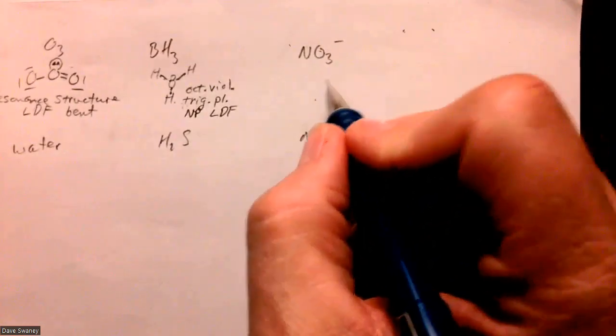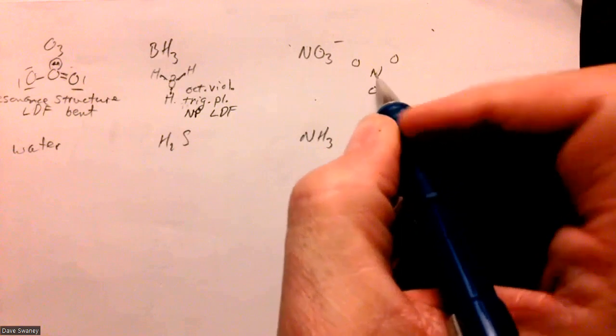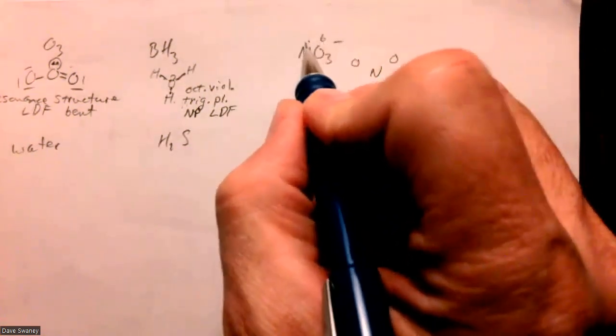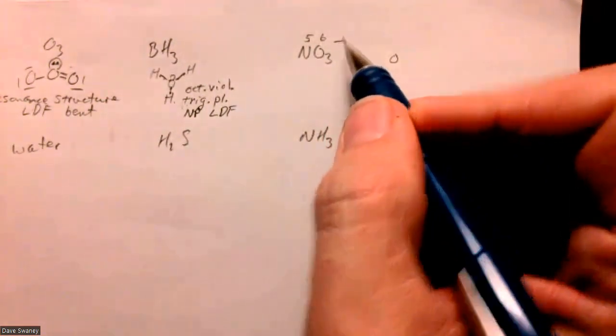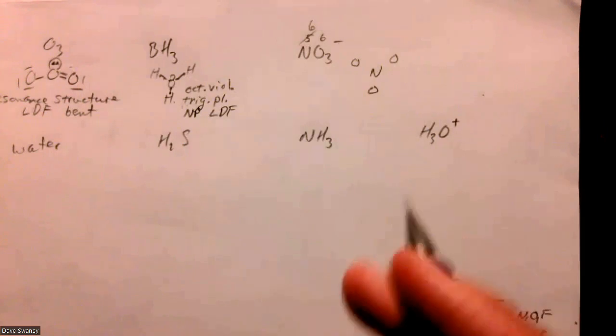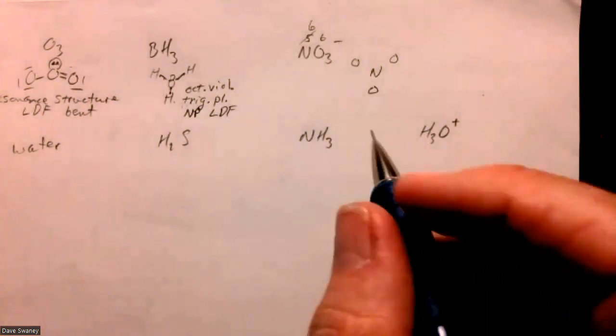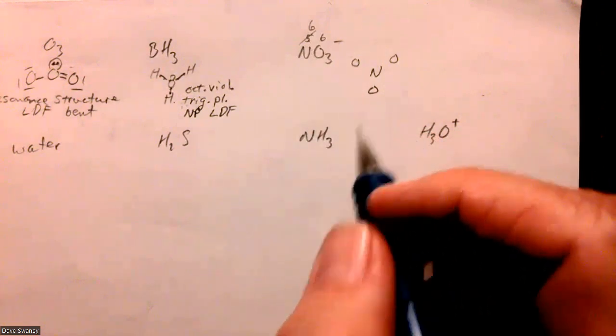Nitrate is a bit of a special case. I'm going to do it over here. NO3 minus. The oxygen has 6 valence electrons. The nitrogen has 5, but remember we have an extra 1 electron here. So how about we just call that a 6 because we don't know where the extra 1 is. We just know that we have an extra 1. So why don't we just put it there just because it's easy.